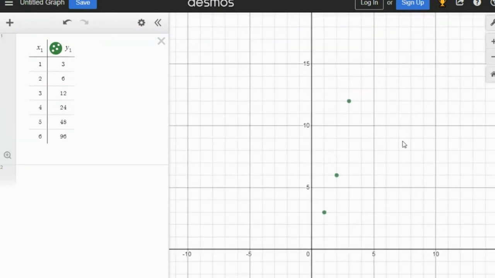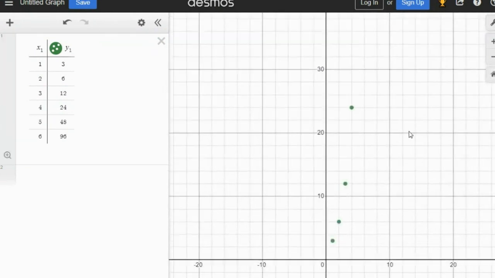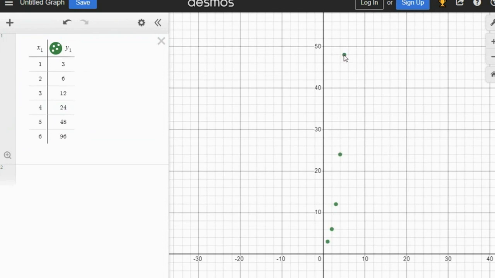So look at that. It graphed a discrete graph. See that? If I keep zooming out, I'll get all of them. There's the 48. And that makes a nice discrete graph. It's wonderful. Look at that. It does it all for me.